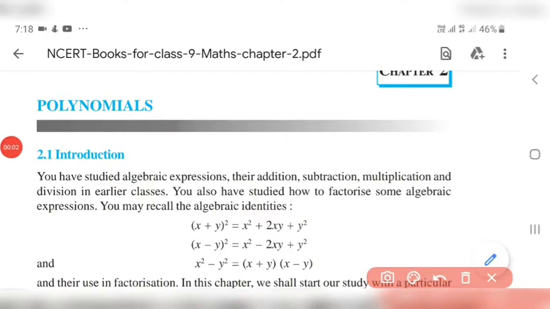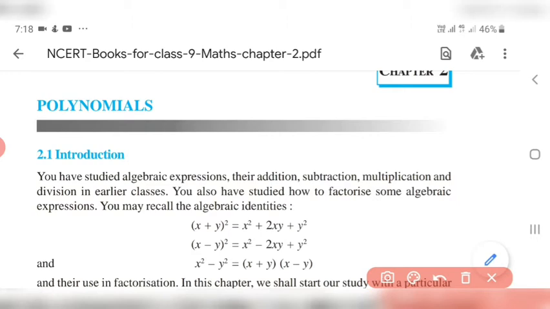Students, today we'll start the new chapter, that is chapter number 2, polynomials. First of all, let us see the term polynomials. I hope you already learned polynomials in lower classes, correct? So what is this polynomial?